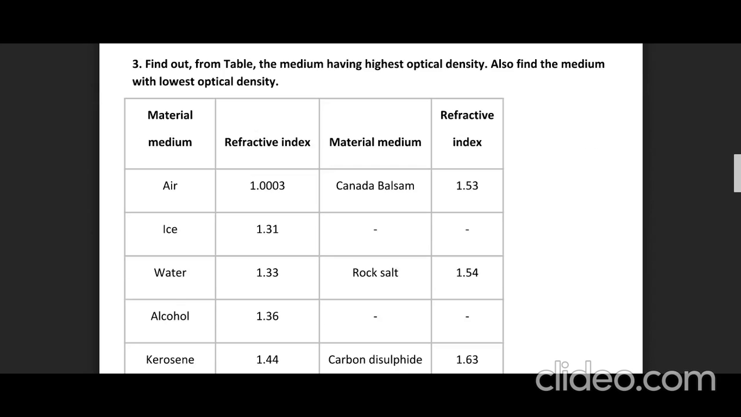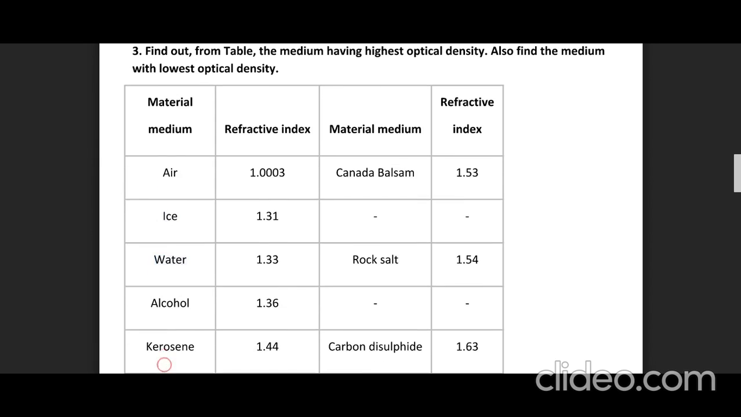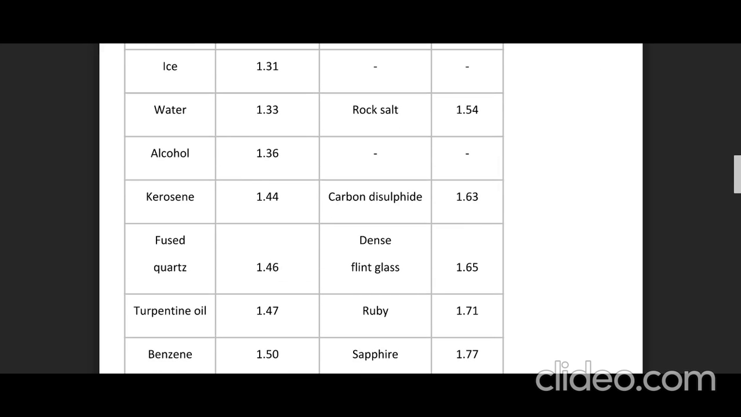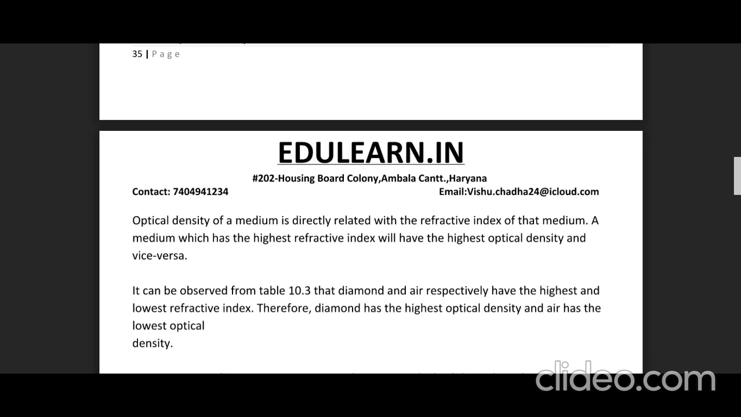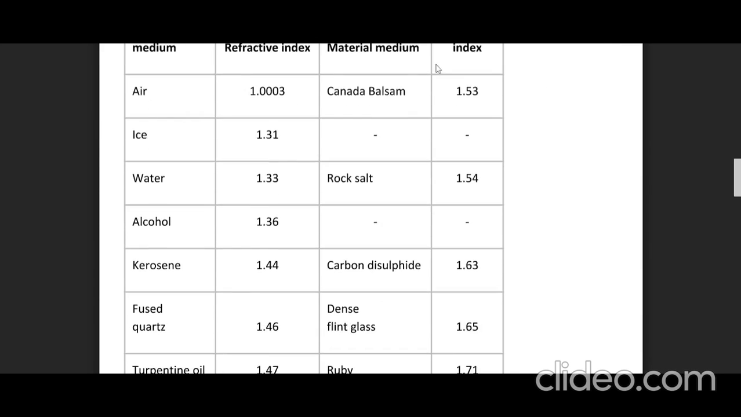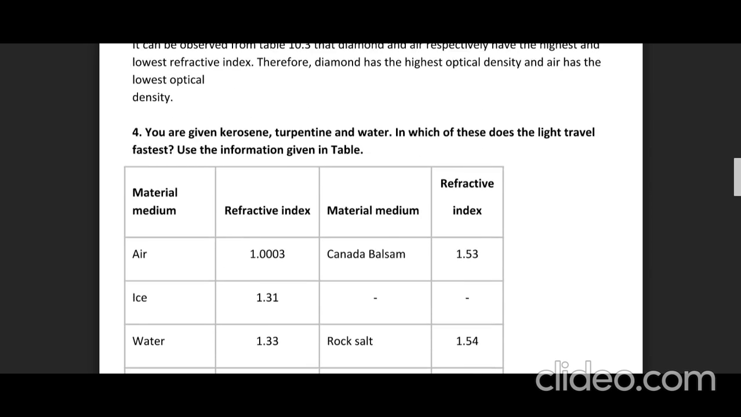Next is find out from the table the medium having highest optical density. Also find the medium with lowest optical density. Now it is air, ice, water, alcohol, kerosene, right? In this table I have given you the material medium and the refractive index of that particular medium. So through this table, we have to find out in which of these does the light travel the fastest.